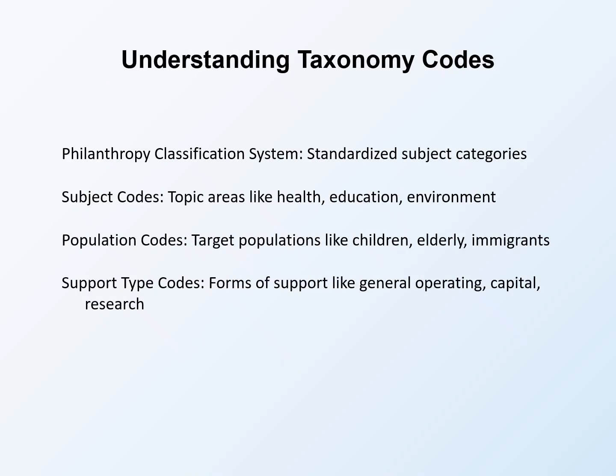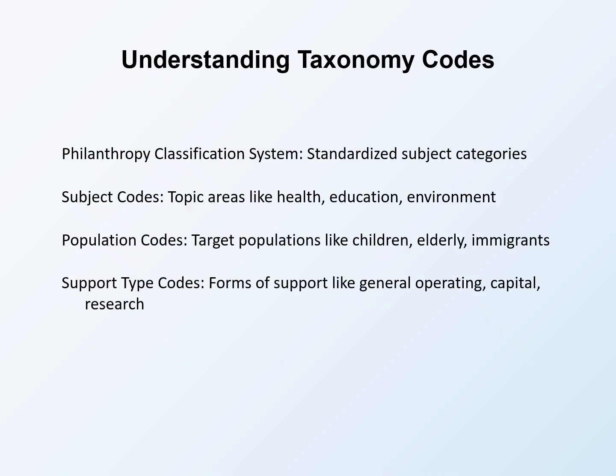Taxonomy codes are standardized classification systems that help organize foundation-giving data and enable effective searching. The philanthropy classification system used by Foundation Directory Online provides a comprehensive structure for categorizing foundation activities. Subject codes classify foundations and grants by topic area. Major subject categories include arts and culture, education, environment, health, human services, international affairs, public affairs, religion, science and technology, and social sciences. Each major category has subcategories for more specific searching. Understanding subject taxonomy helps you identify foundations focused on your issue area.